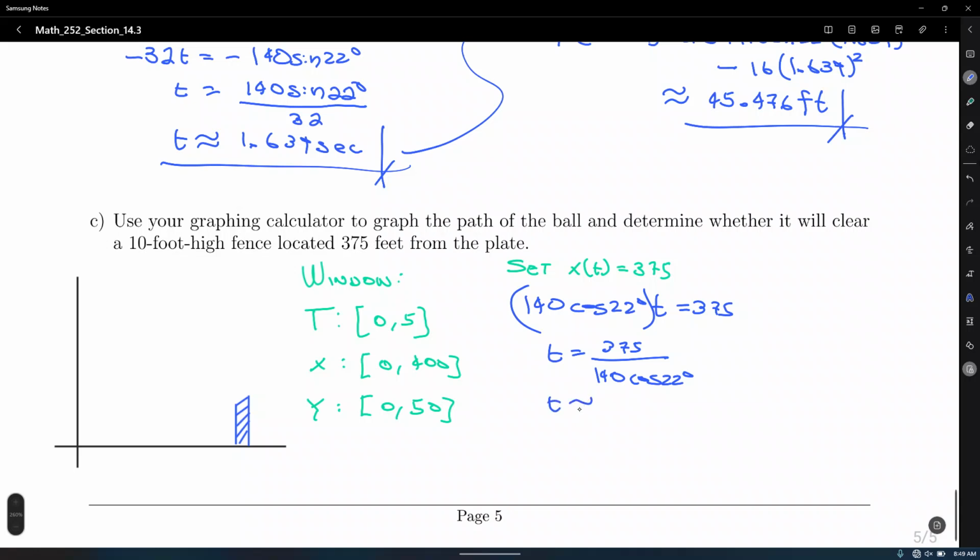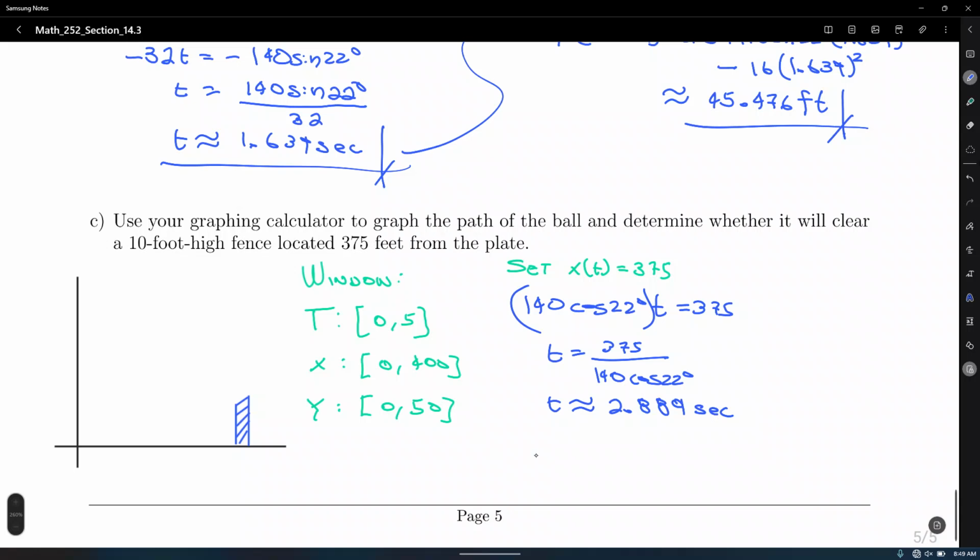And that's going to be t approximately 2.889 seconds. And then I'm going to substitute this number in the y component of the vector valued function to find out what the height is at the same time when x equals 375.